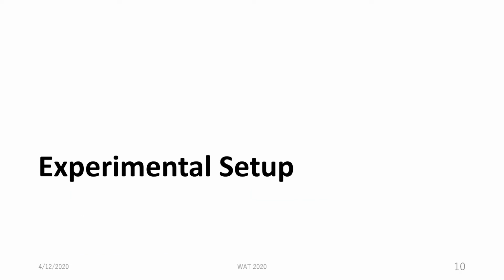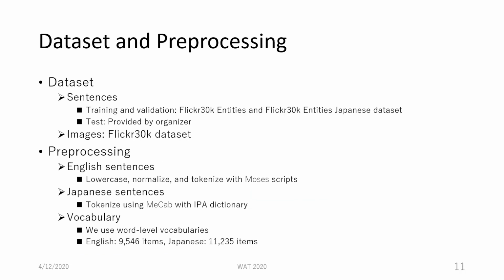Next, we describe the experimental setup. For training and validation data, we use the Flickr30k Entities dataset for English, and the Flickr30k Entities Japanese dataset for Japanese sentences. And the images are in the Flickr30k dataset. For testing, both language test sets are given by the organizer, and the images are in the Flickr30k dataset.